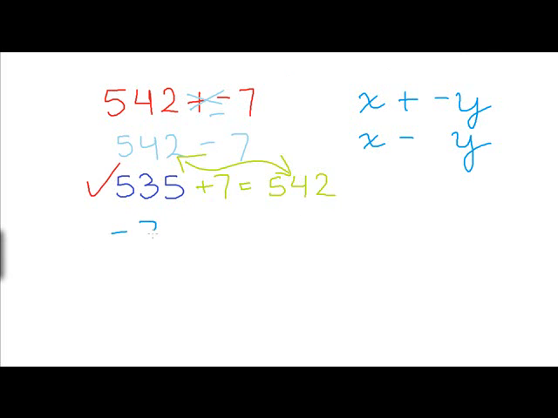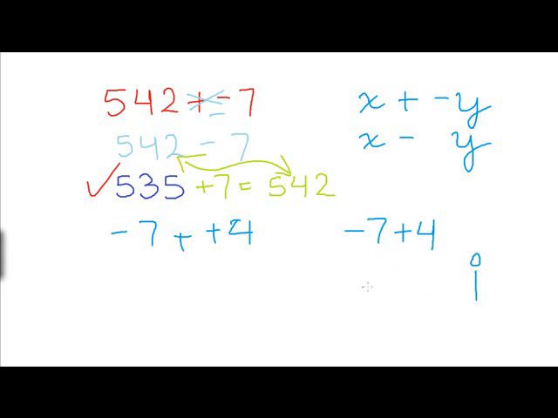Alright, how about negative 7 minus negative 4? Negative 7 minus negative 4. Well, first, we gotta cancel this out. So, negative 7 plus 4. Now, what else you could do with negative 7 plus 4 is just visualize it in your head.